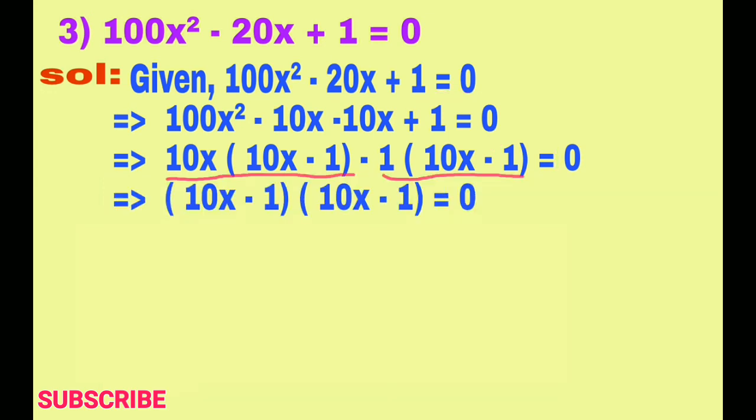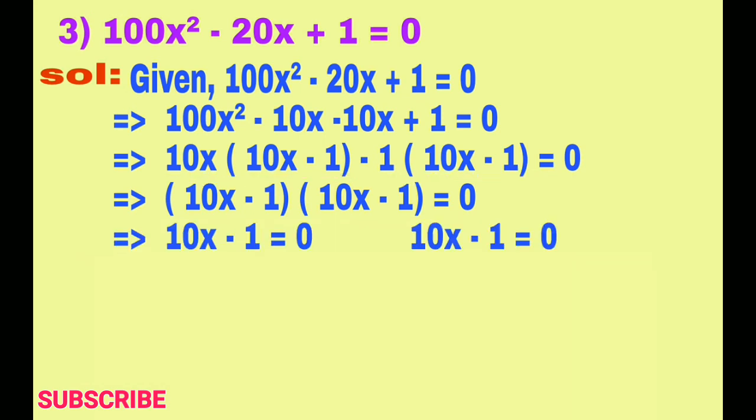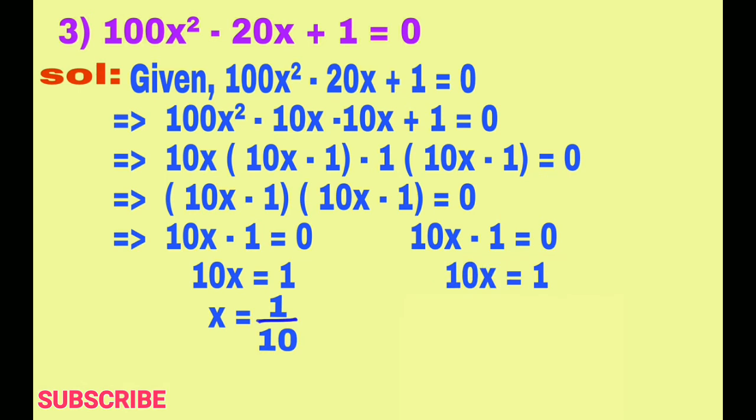Take 10x minus 1 as common from these two terms. The remaining is also 10x minus 1 is equal to 0. Now 10x minus 1 is equal to 0 or 10x minus 1 is equal to 0. Here 10x is equal to plus 1, or x is equal to 1 by 10. Here also 10x is equal to 1, so we get x is equal to 1 by 10.